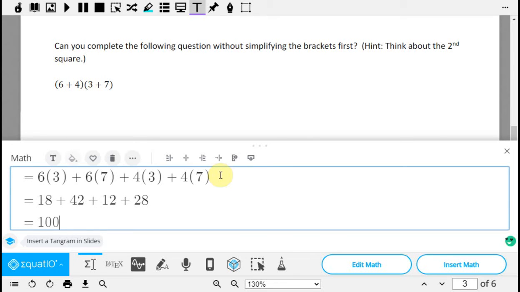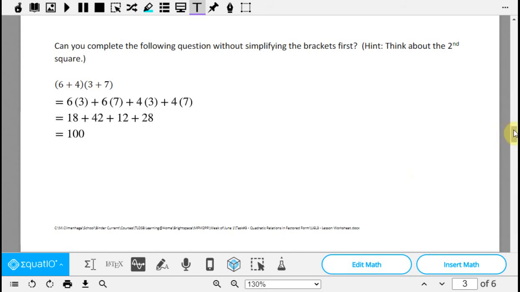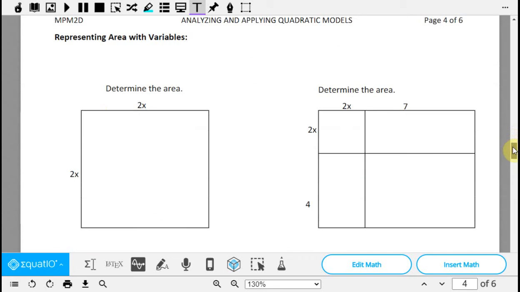This process here is what we want to learn to apply, where we take the numbers in each bracket and multiply them through by the second bracket. And the purpose of doing this with numbers is to help you to see that it truly does work, and also with looking at the areas to connect it to something visual. Now what I'd like you to do is try the same process on your own using variables.